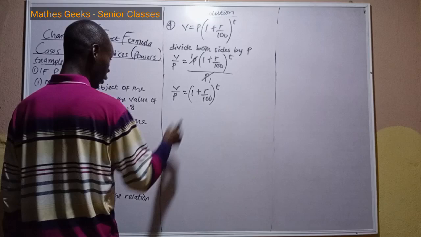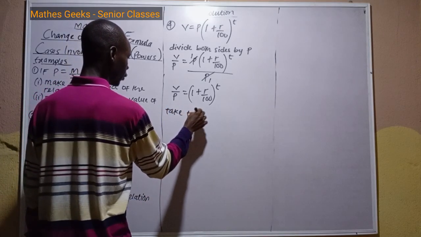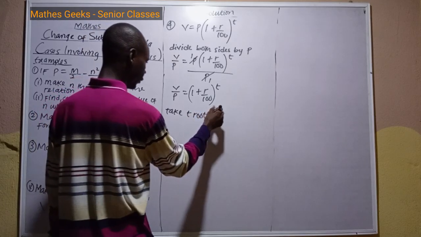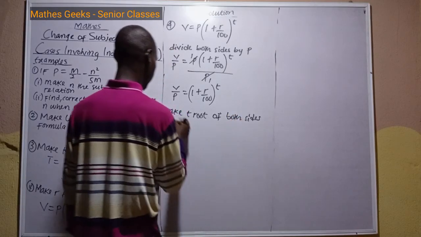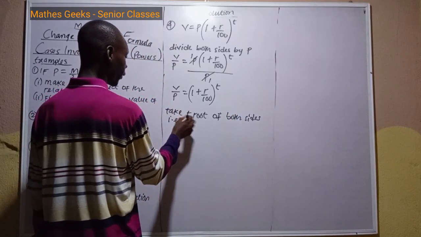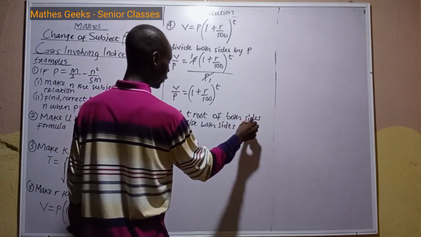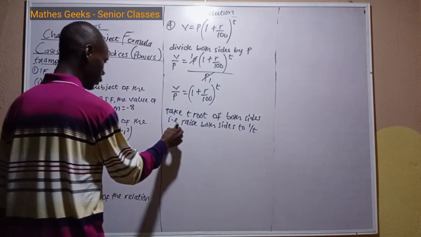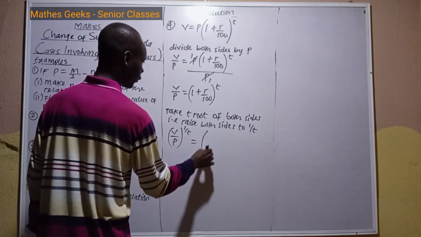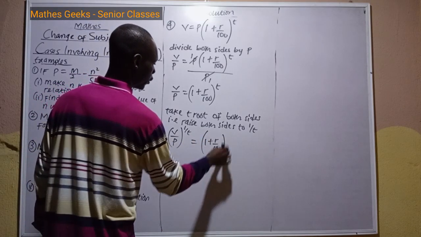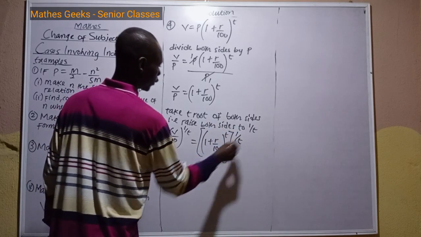To eliminate T, we're going to take the T-th root of both sides. That is, raise both sides to the power 1 over T. So (V over P) to the power 1 over T is equal to (1 plus R over 100) to the power T, and I'm raising this part to 1 over T.